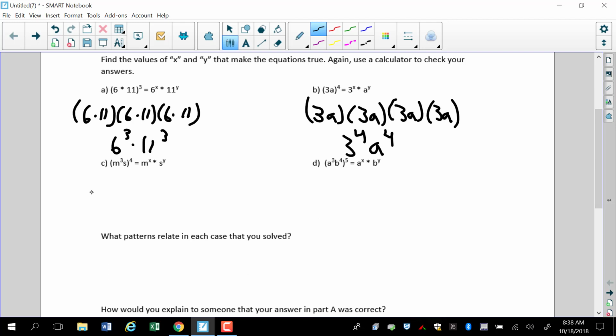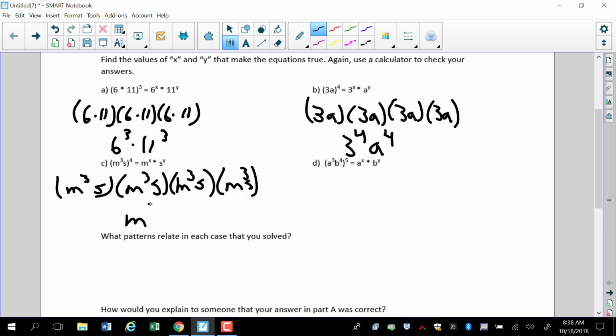Over here, what if we have m to the third s to the first, to the fourth? Well, it's okay because we have m to the third, s, m to the third, s, m to the third, s, m to the third, s. So that's the 4 powers. Then we have 3, 6, 9, 12 m's, and we have 1, 2, 3, 4 s's. Now that's one way to do this.